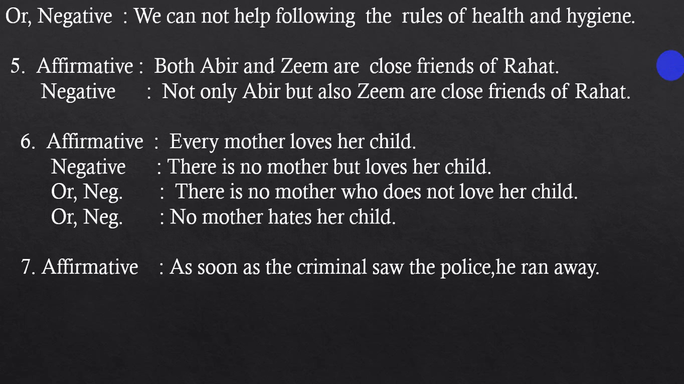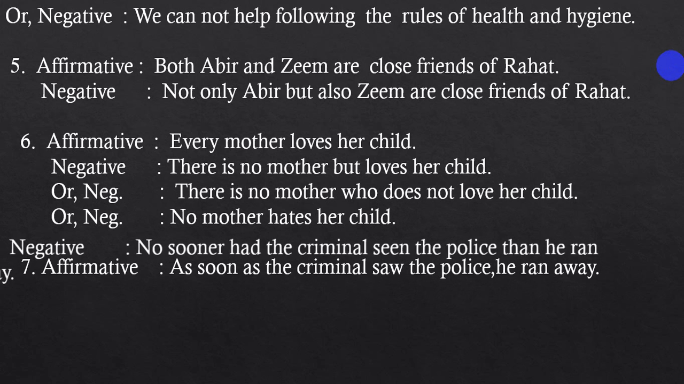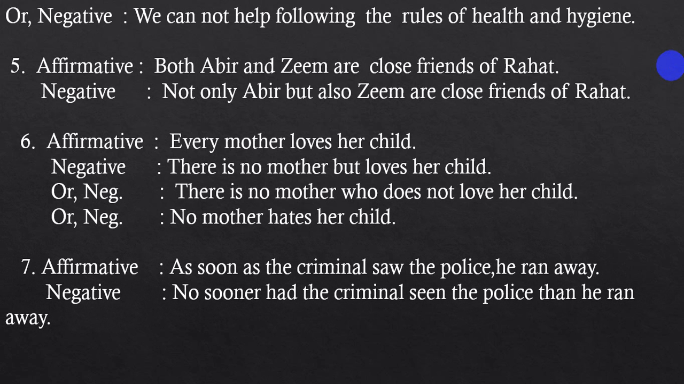Serial number 7. Affirmative sentence: As soon as the criminal saw the police, he ran away. Note: if the affirmative sentence is started using "as soon as", it will be negative using the structure "no sooner had plus subject plus past participle form of verb plus subject plus than plus second part of the sentence." Now the sentence will be, no sooner had the criminal seen the police than he ran away.